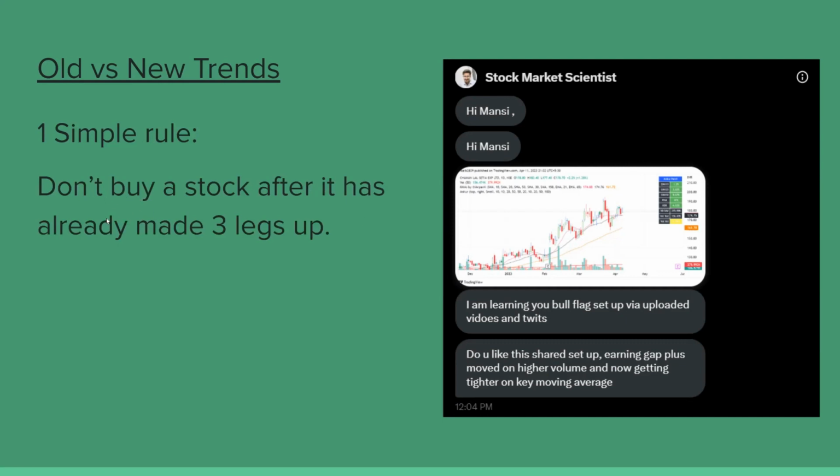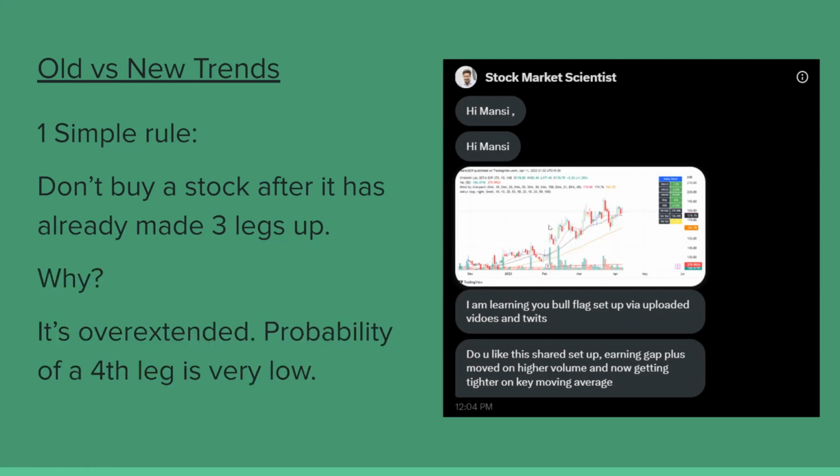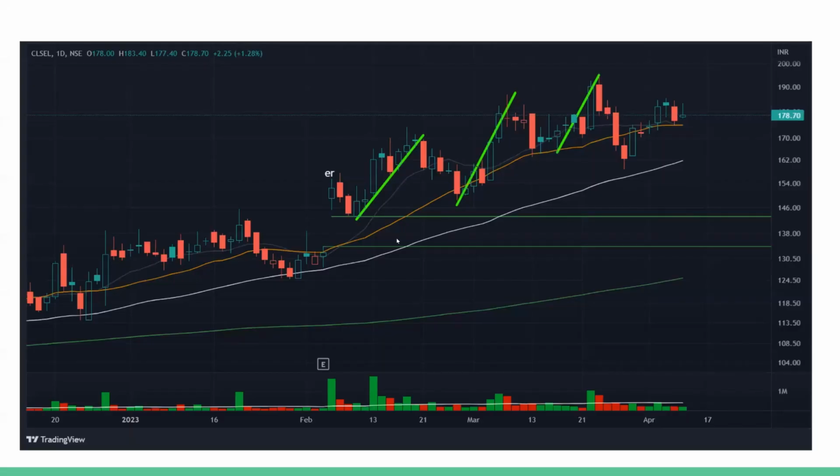Don't buy a stock after it has already made 3 legs up. Why is this? Because in this case, it's usually overextended and the probability of a 4th leg is very low. So let's take a closer look at the chart that he sent us.